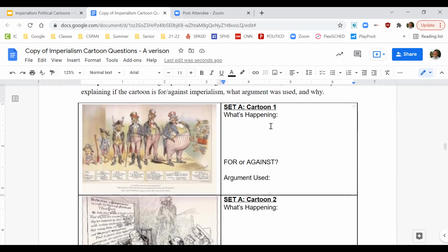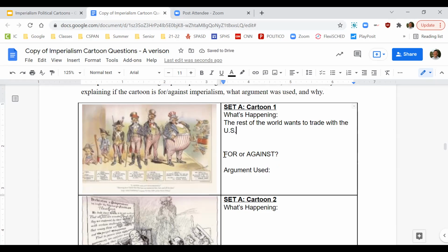So I'm just going to make this up for this first one just so you can see what it looks like. Let's say what's happening is that the rest of the world wants to trade with the US. I don't know if that's right or not. Your group will tell you that in a little bit. For or against, maybe I'm saying it's for. And so I'm just going to highlight that. Or I could delete this part. And then which argument used? That's just looking for, let's say it's economic. Okay. And that's how I'll do it.